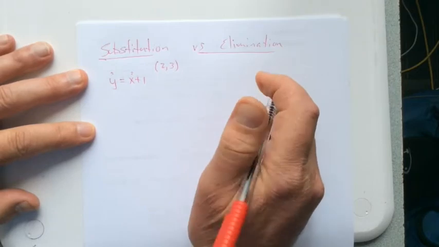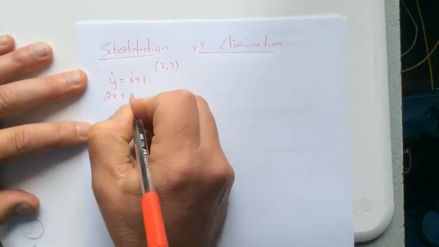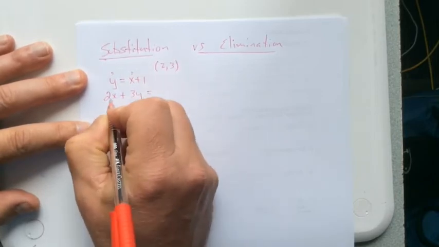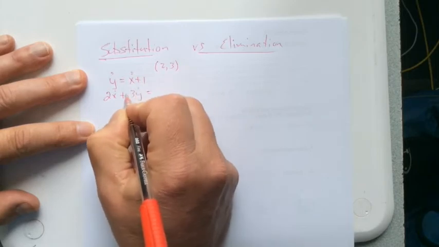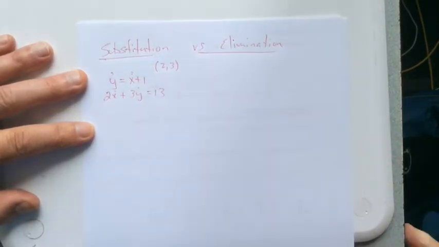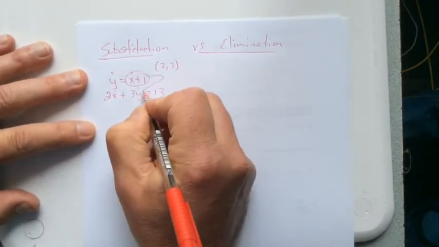So there could be 1, and let's say the other one is 2x plus 3y equals, so that would be 2 times 2 is 4, plus 3 times 3, which is 9. So 4 plus 9 is 13. So let's say those are the two equations. So yeah, substitution. If it's solved for y, you can just take that and stick it in for y.